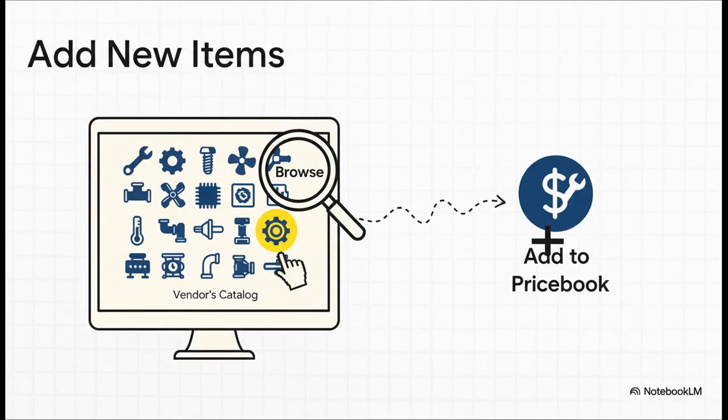And finally, for those one-off items or maybe new parts you're trying out, you can just browse your vendor's entire catalog without ever leaving ServiceTitan. See something you need? Just select it, click Add to Price Book, and you are done. It's perfect for those quick, surgical additions.